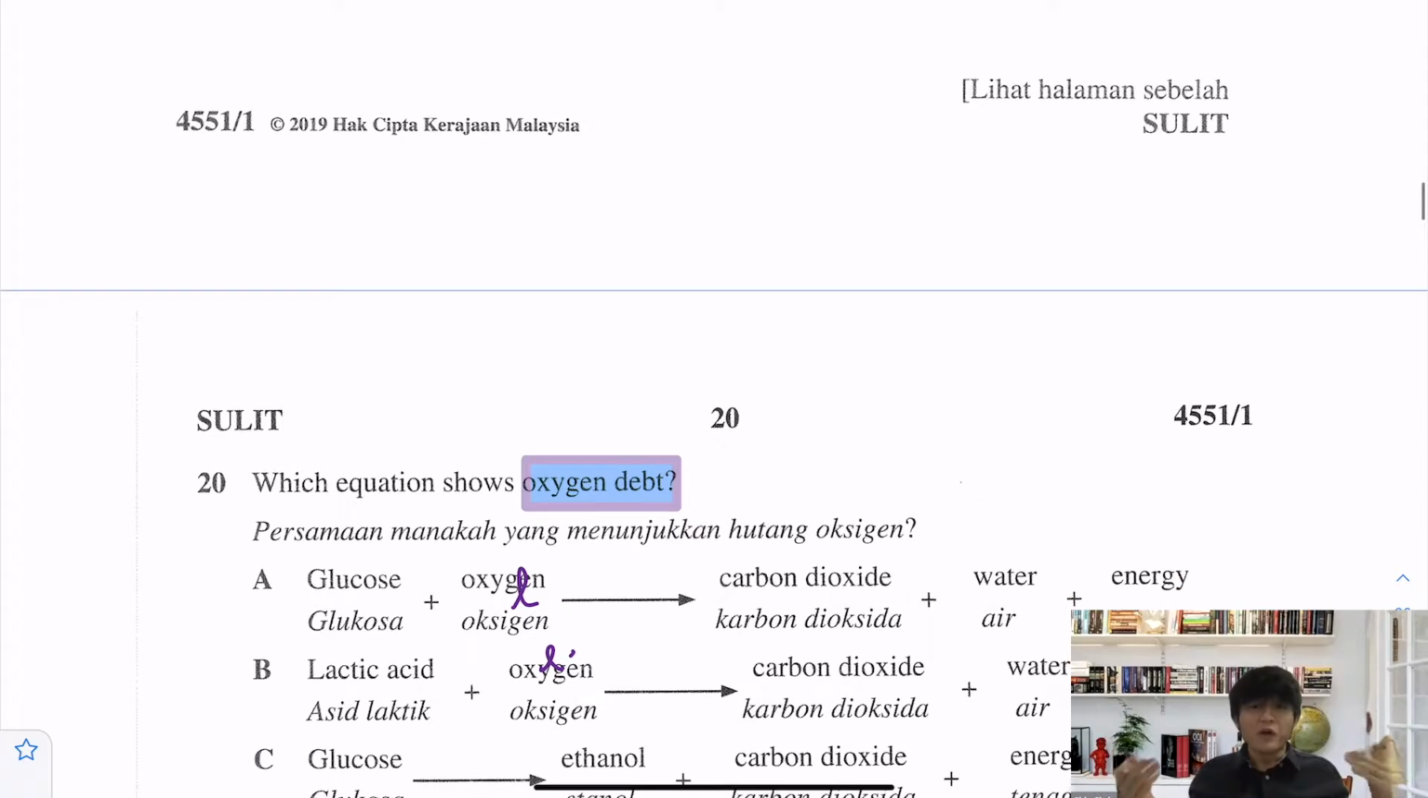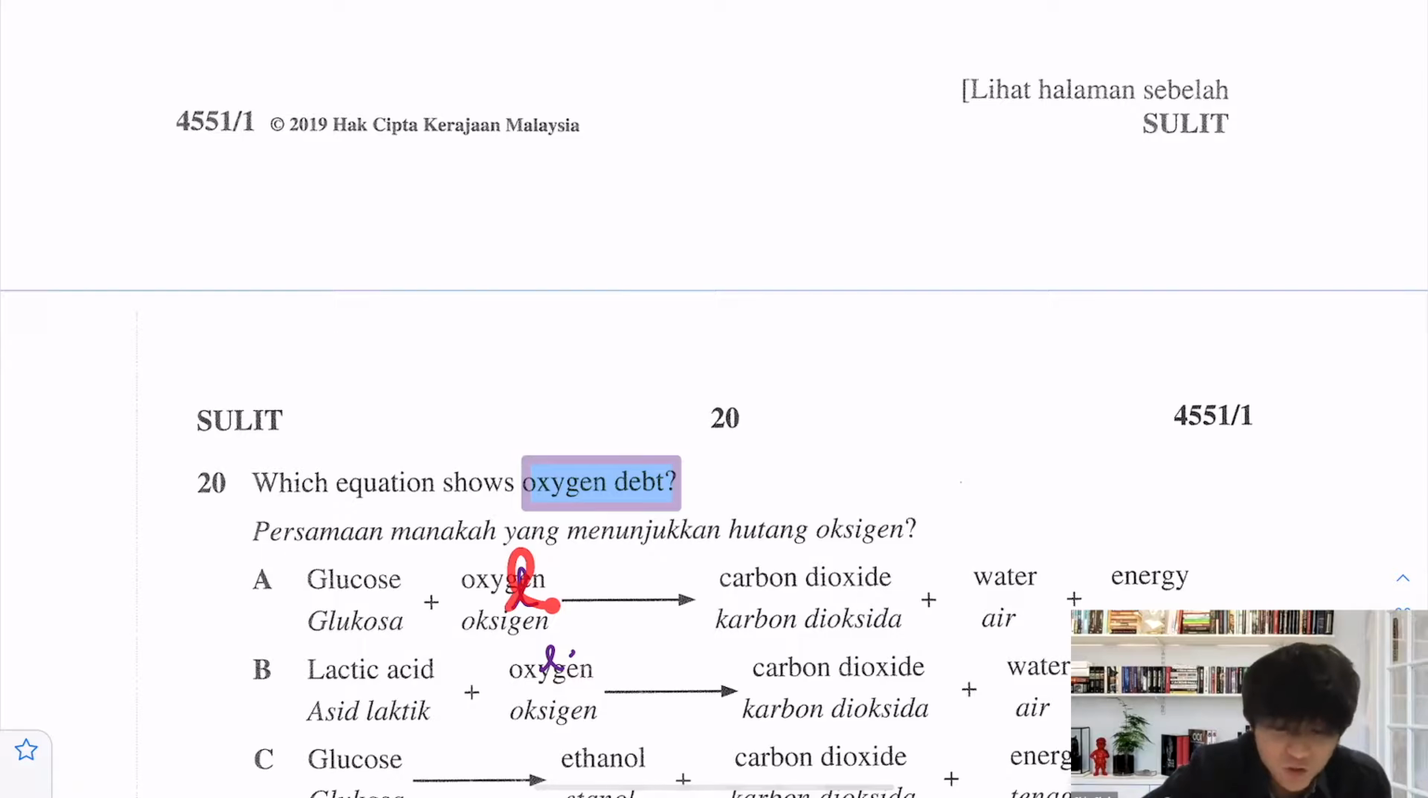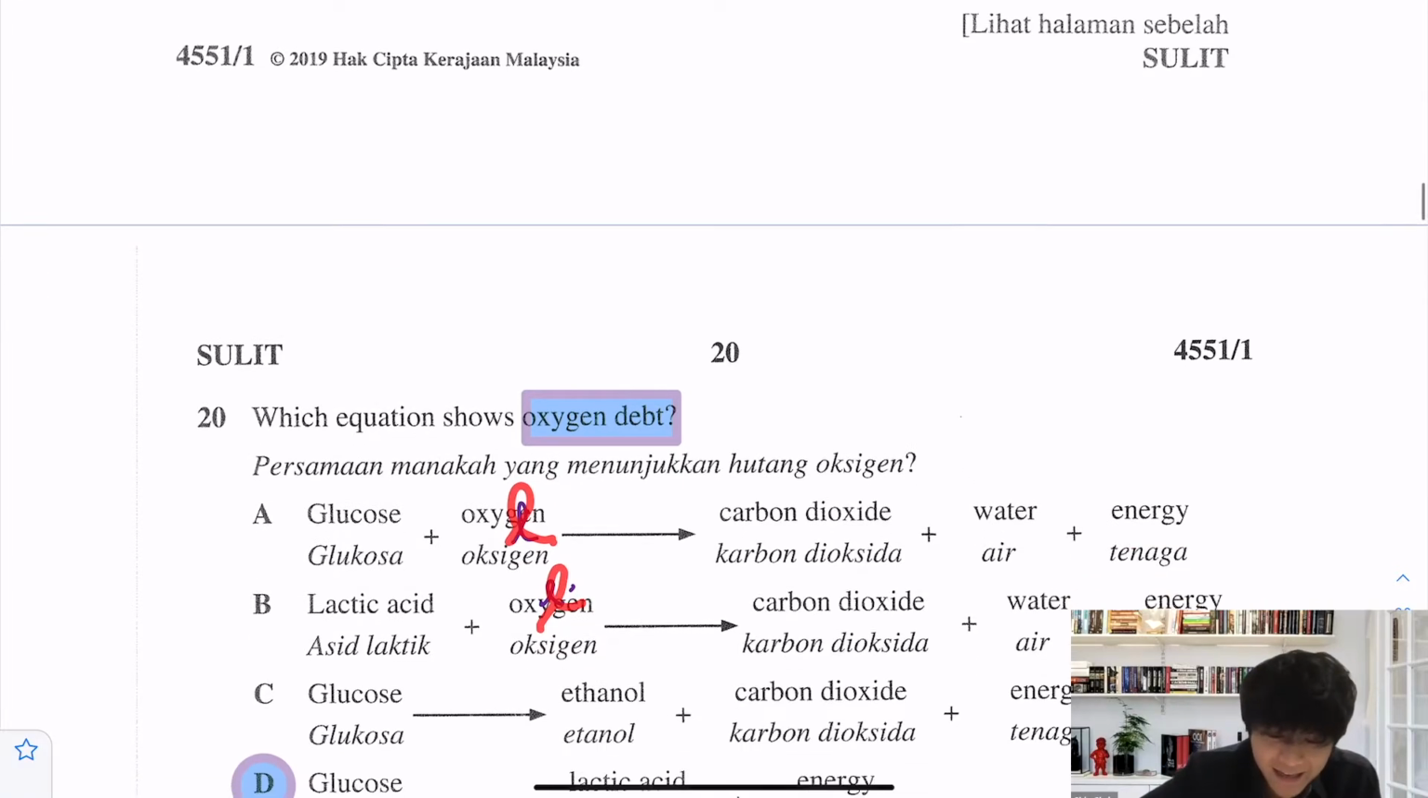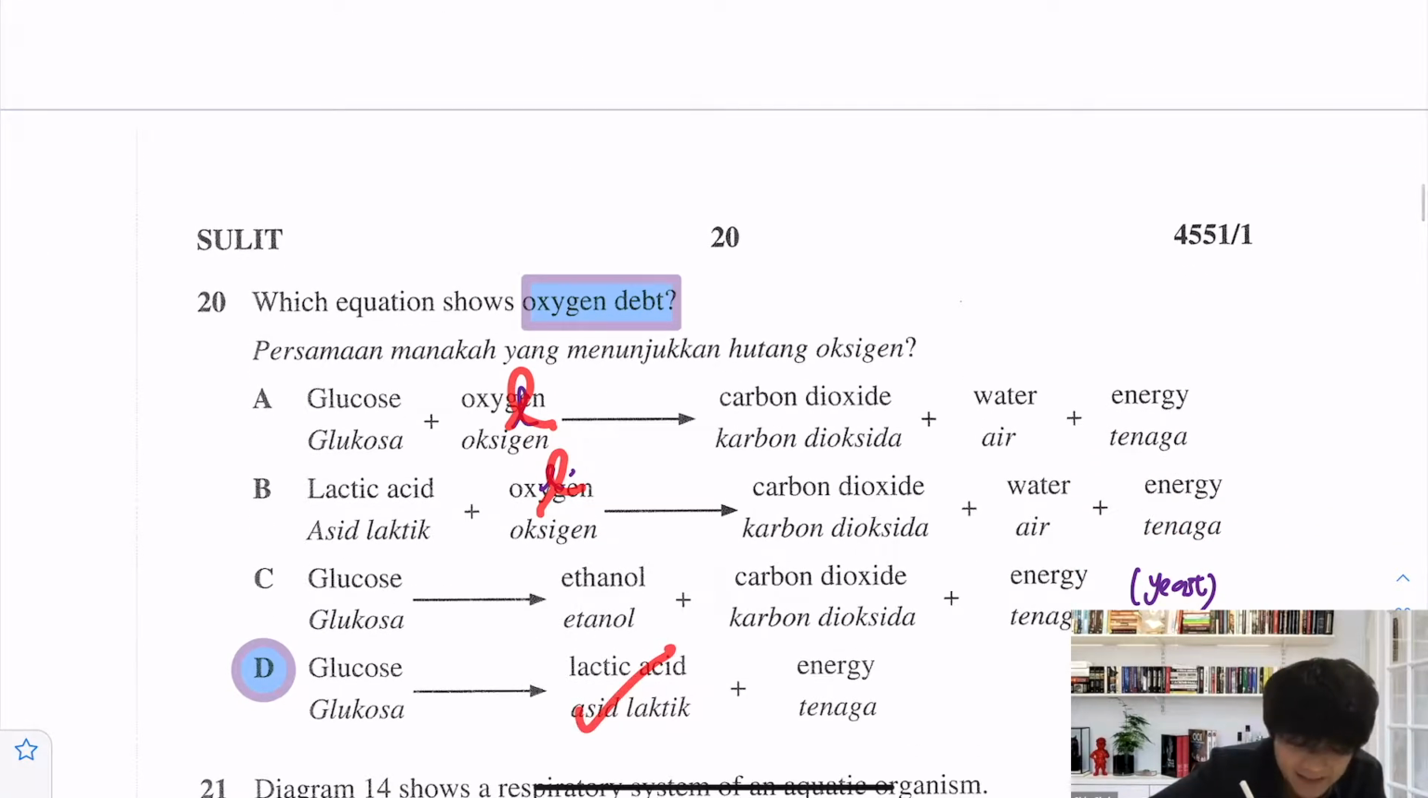Yes, correct. Those lactic acids are stored in your muscle, which is why after working out you feel sore. That's the reason. So glucose plus oxygen, the moment you see oxygen, you can straight away cut it out. As I mentioned, oxygen debt is without oxygen. So glucose to lactic acid plus energy is the best definition.